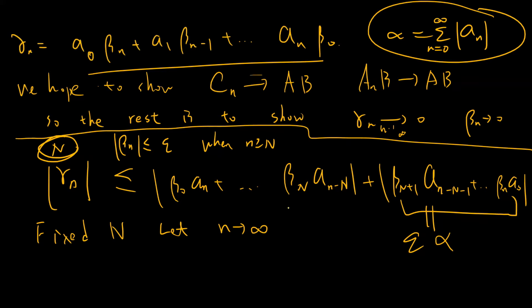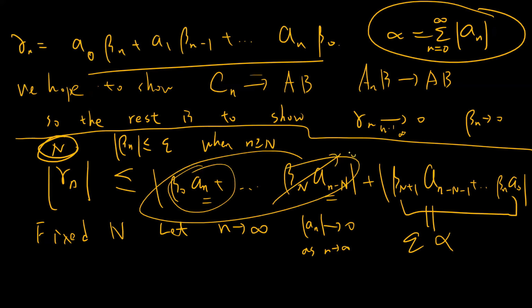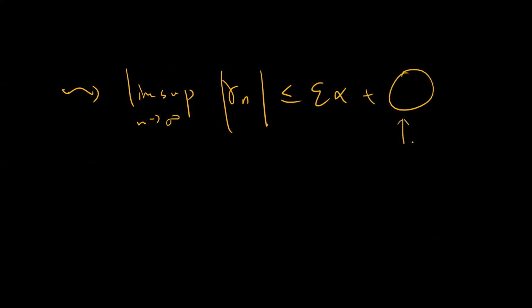When n goes to infinity, this term is all a n, a n minus 1, up to a small n minus large N. But because the summation of a n converges, you know that a n converges to 0 as n increases, which tells you that these terms will go to 0. And this term is bounded by epsilon. So finally, if you take the limit sup, you get gamma n less than or equal to epsilon alpha, because this remaining term already goes to 0 as n goes to infinity.